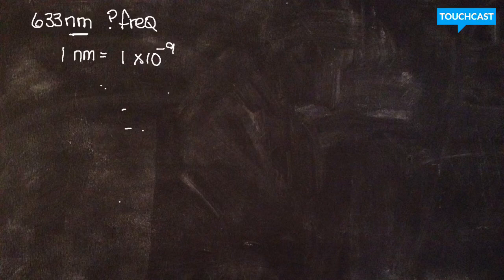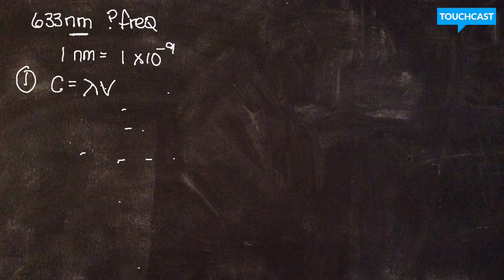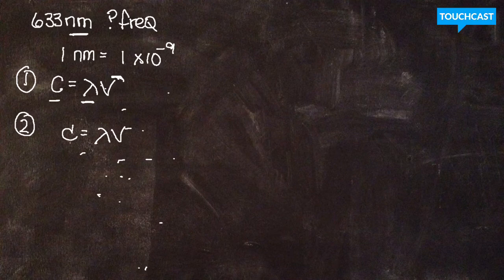Then I have to put down my equation, step 1. I'm going to use c equals wavelength times frequency, because I've been given the wavelength and I know the speed of light, and I want to solve for frequency. So I'm going to rearrange that equation. I have c equals wavelength times v, and I want v all by itself, so I'm going to divide each side by the wavelength. Then put in my knowns, plug and chug.